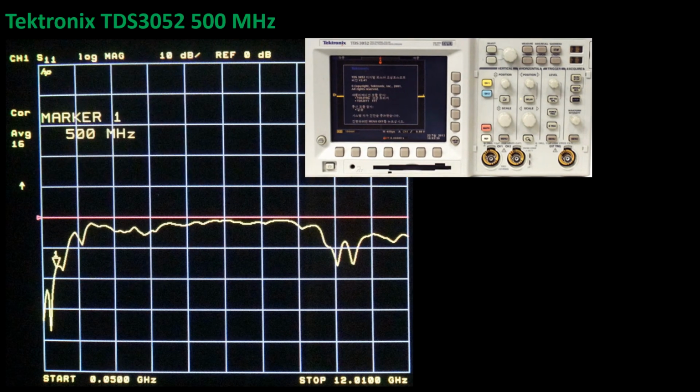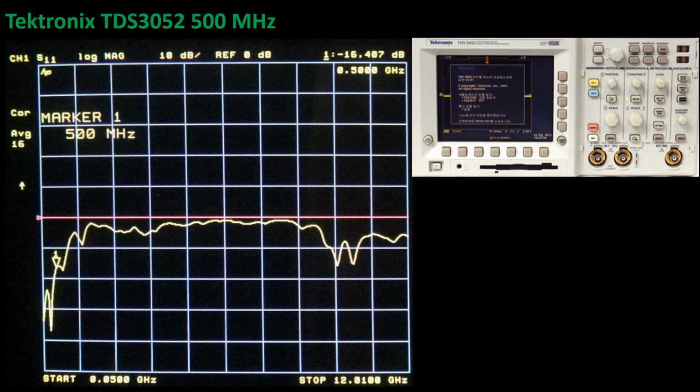The third oscilloscope we tested is the Tektronix TDS3052. It has a bandwidth of 500 MHz and gives a return loss of around minus 16 dBs at the highest frequency.